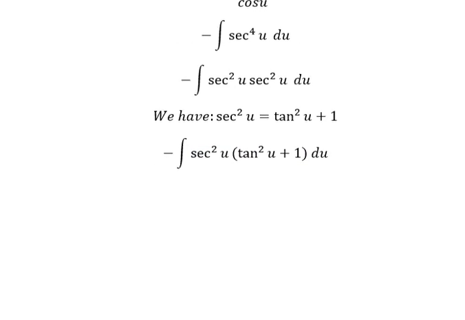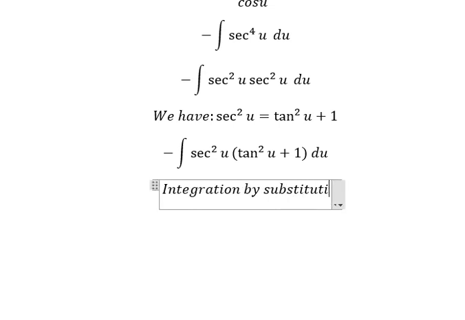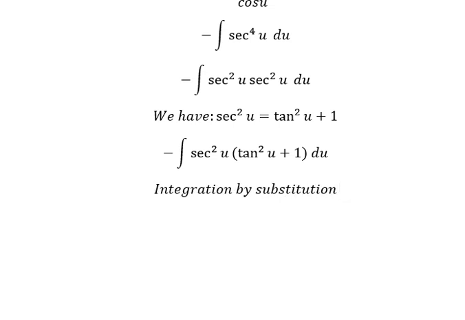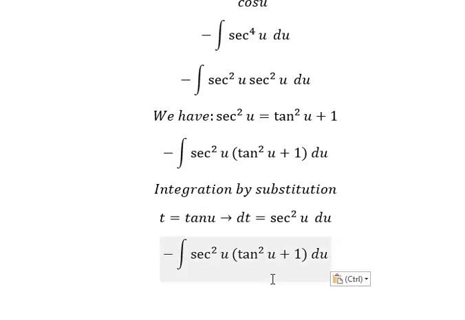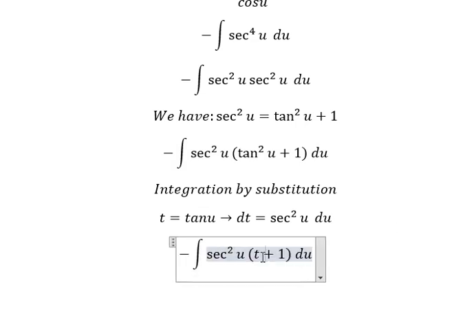Now we need to use integration by substitution. So I will put t equals tan u, and later we need to do first the derivative for both sides, and we have it like this. This one we change for t, and we have t squared secant of u squared du. Secant of u squared du is dt.